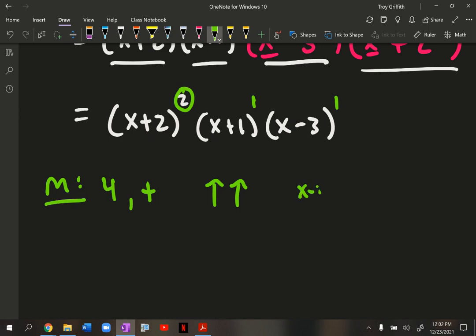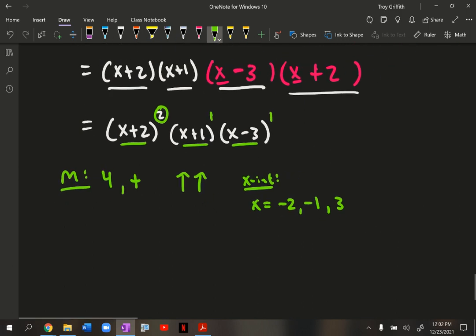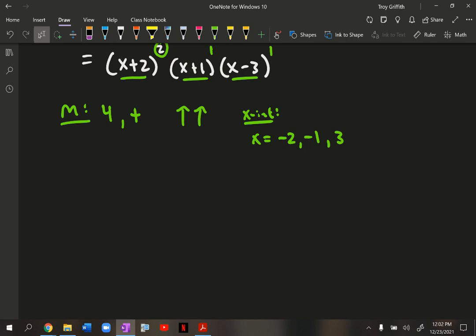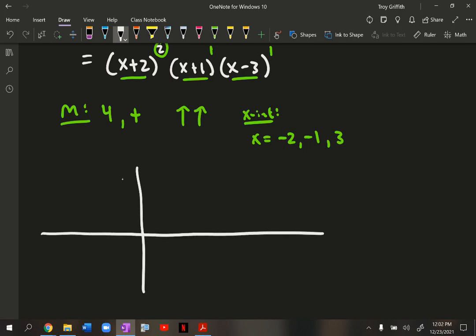In terms of x-intercepts, this is actually going to have 3. So 1, 2, 3. Let's write them down. We've got -2, -1, and 3. Remember, we set each set of parentheses equal to 0, and we solve for x. And then we can go ahead and try to sketch this graph. Okay, all right, so we've got -2, -1, and 3. We know that our end behavior should be up on the left and up on the right here.